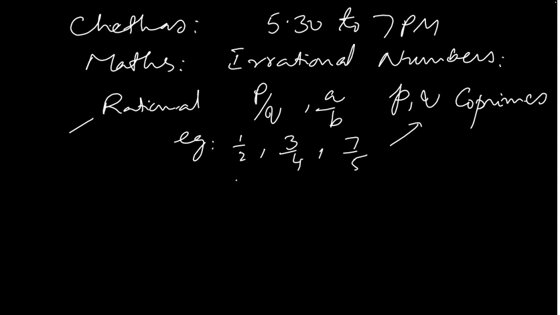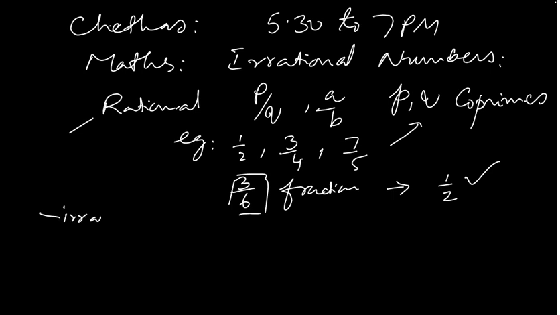Even though we write 3 over 6, it's a fraction, there's no doubt about it. But when we write it in the simplest form, which is 1 over 2, this is a rational number. In the form 3 over 6, it is not a rational number because 3 is a common factor. So it must be in simplified form. Now comes the irrational number part.